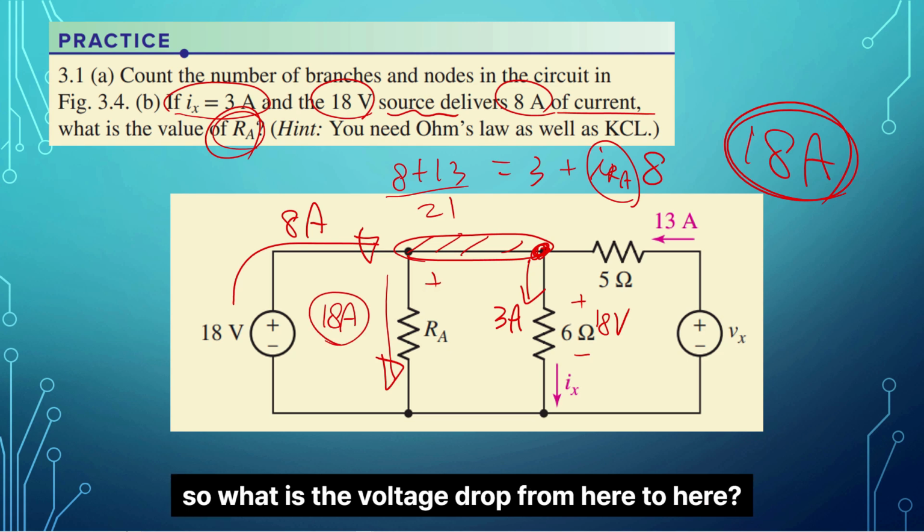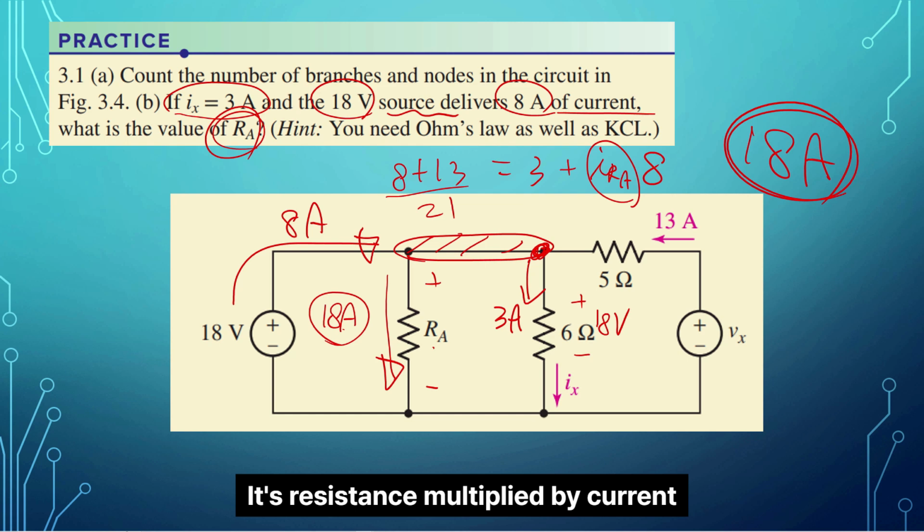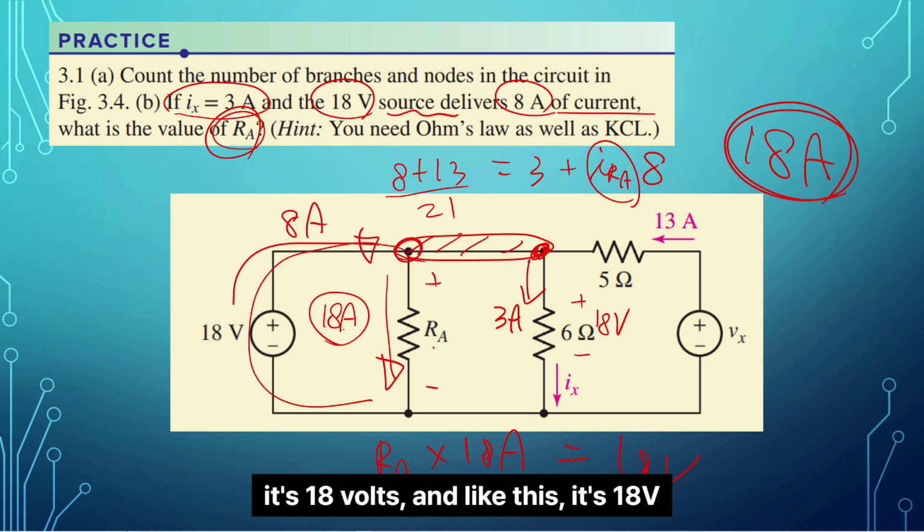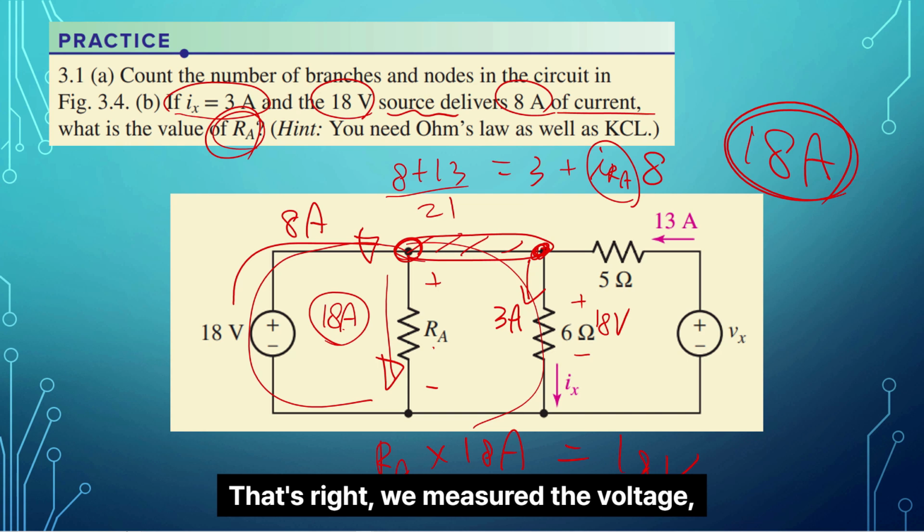So what is the voltage drop from here to here? It's resistance multiplied by current. How much is RA? 18A. So, node 1 looks like this. It's 18 volts, and like this, it's 18 volts. That's right, we measured the voltage.